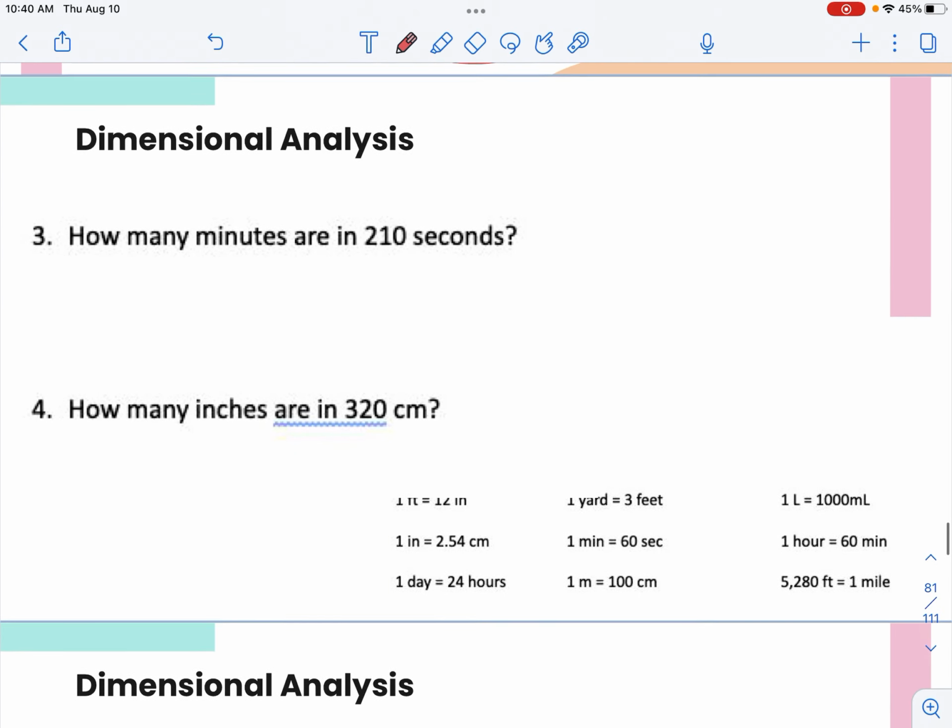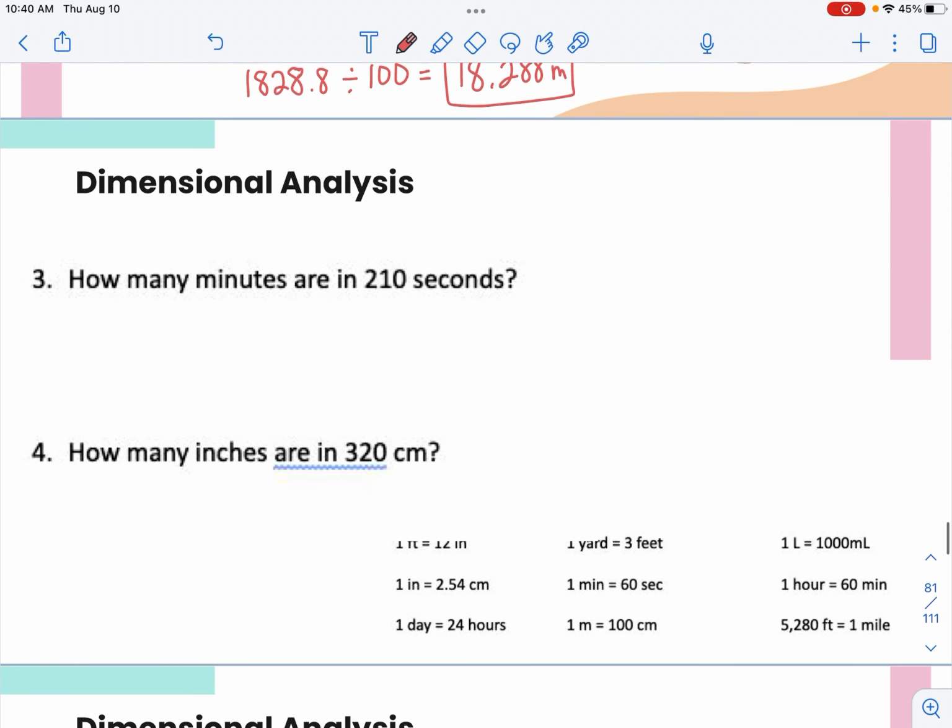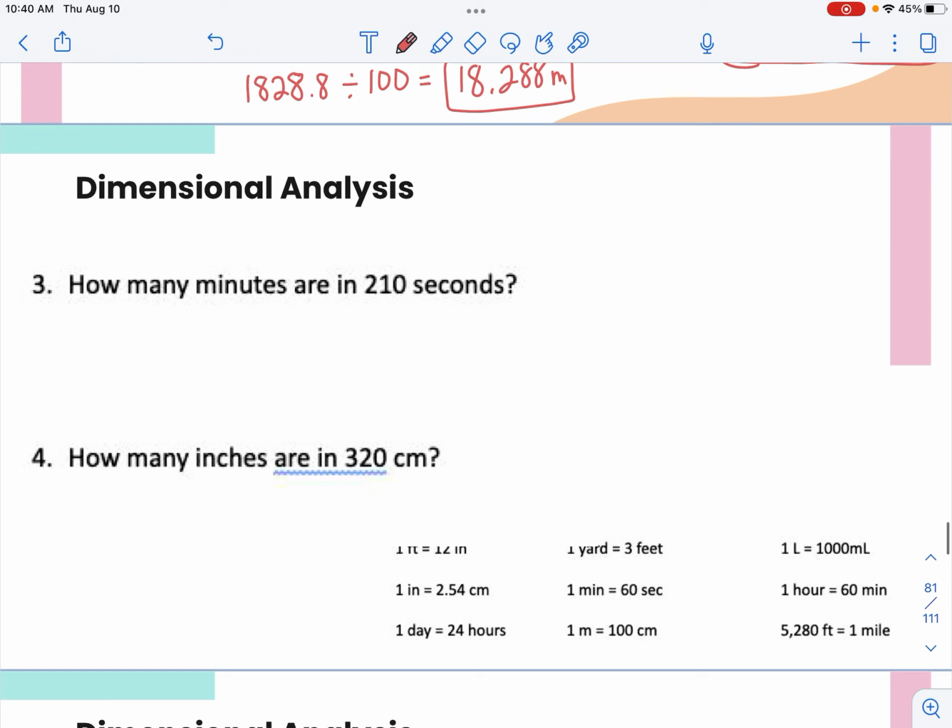All right, let's look at just a couple more. So let's look at number 3. How many minutes are in 210 seconds? So again, I want to start with what I'm given, 210 seconds, and I want to see how can I get to minutes. So I'm going to look down here at all my conversion factors, and I want to find one that has seconds on it. And here's seconds, and then it looks like I can go straight to minutes.